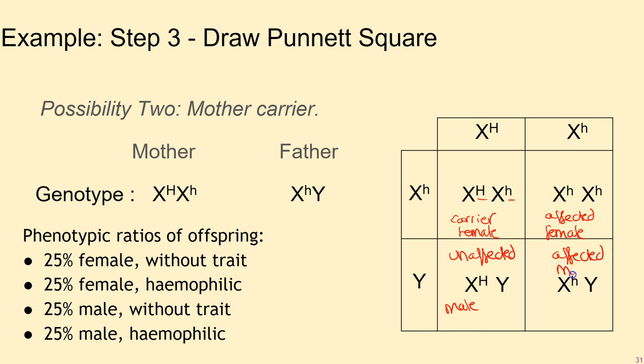So in this case, we have a 25% chance of a female without the trait, 25% chance of female with the trait, 25% chance of a male without the trait, and 25% chance of a male with the trait. So we can see how the genotype of the mother can have a large effect on the genotypes, the phenotypes of the offspring, given that it is an X-linked disorder.